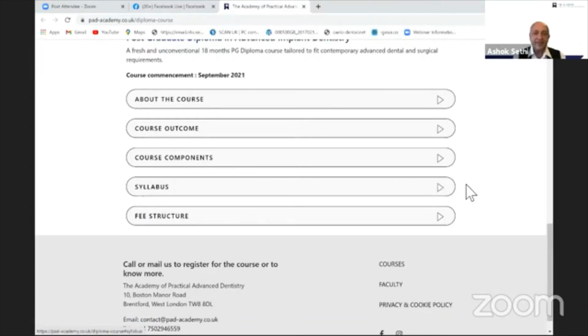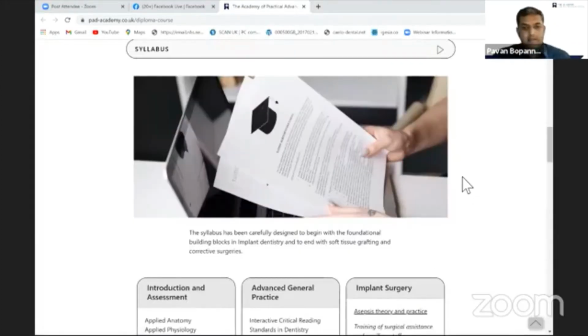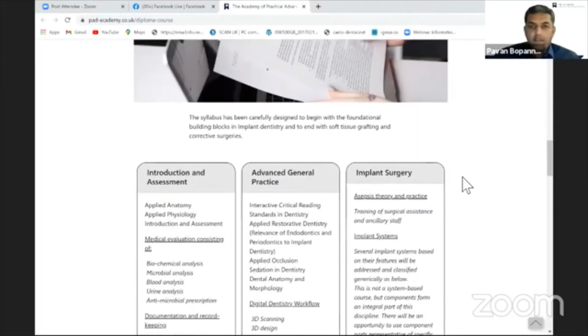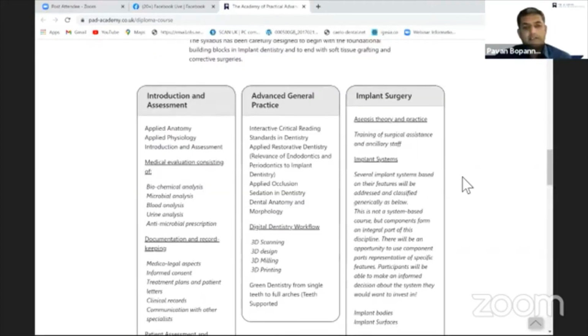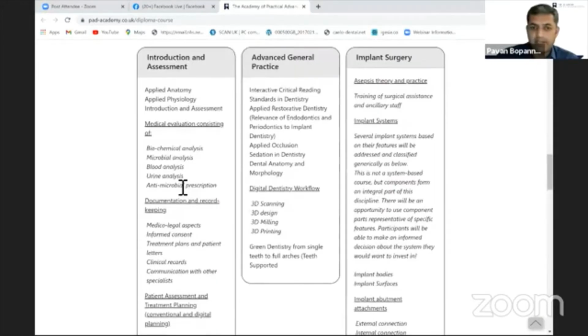Okay, so this is the syllabus. So unit 1 is introduction and assessment. All of our units will be conference type over 4 days. And the aim is by the end of those 4 days, you should know most things in relation to that unit. Okay, so we have applied anatomy, physiology. You can go to our website and have a detailed look at all this.